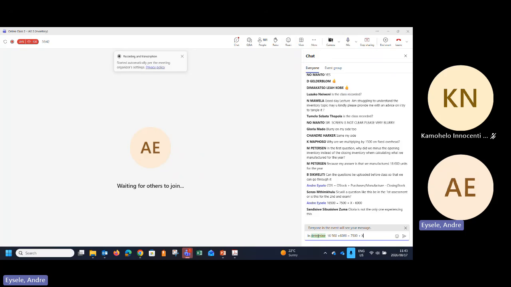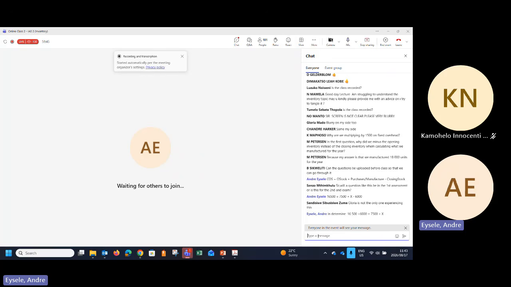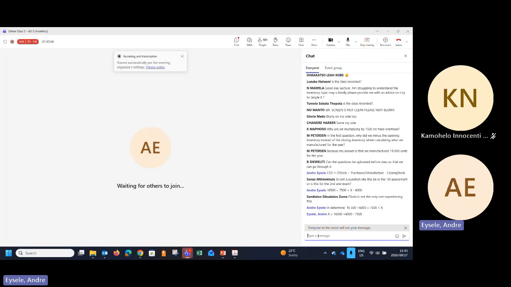Okay, how do we get X? So then you will take X equals 16,500 plus 6,000 minus 7,500, because if you take 7,500 to the other side, it becomes a negative. That is a normal mathematical equation. So that is why it is 15,000 units. If you take that, 16 plus 6 is 22, minus 7 gives you 15,000.